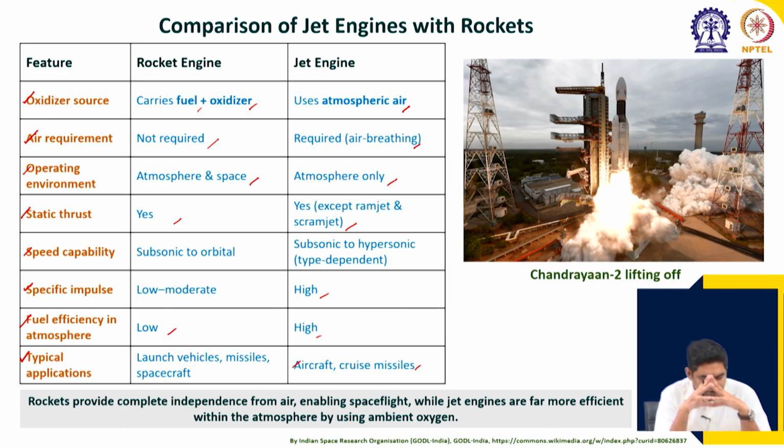So, in summary of this comparison, rockets provide complete independence from air. So, they can work even in space. This enables space flight, while jet engines have the advantage that they are far more efficient within the atmosphere, because they use ambient oxygen, but it comes at the cost of less versatility: they cannot work in space.